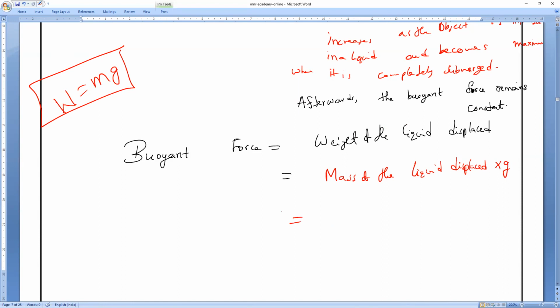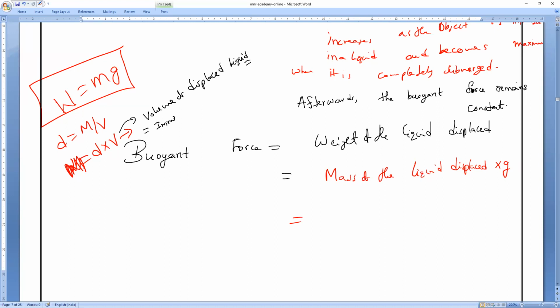Next, the density formula. Density is equal to mass by volume. Now mass is equal to what? Density into volume. But what does this volume mean? Volume of the liquid, volume of the object, or volume of the displaced liquid? Volume of the displaced liquid, which is equal to the immersed portion of the object.